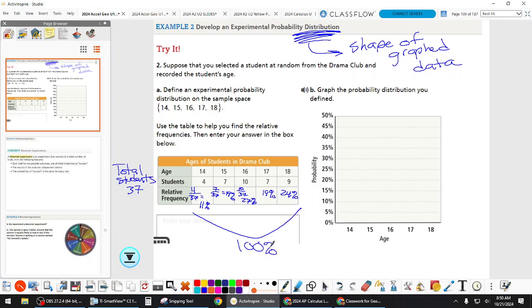And now we go graph them. Okay? And you notice our graph is set up by age and percentage of the total probability. So this is getting into like, hey, if I go pick one of these kids at random, what is the probability that it will be a 14-year-old? At random, what's the probability that I'll pick a 14-year-old? 11%, right? So 14, and we're going to just make this a bar graph, so this is 11%.